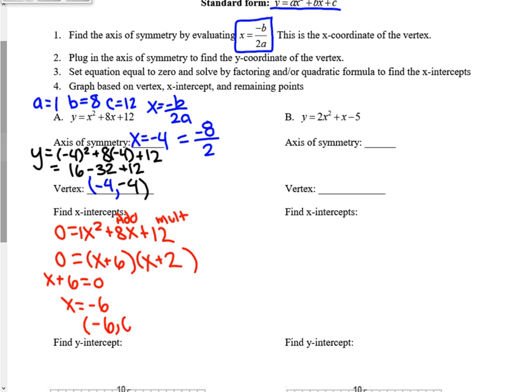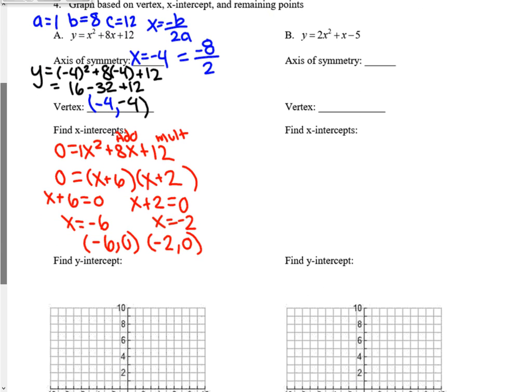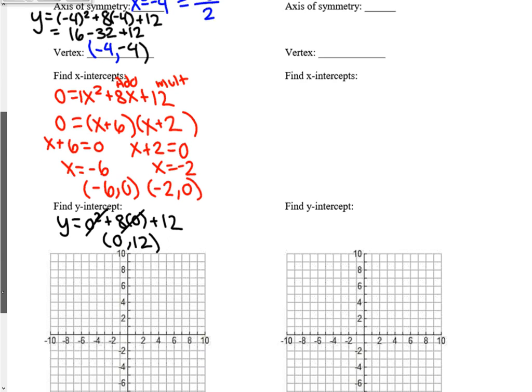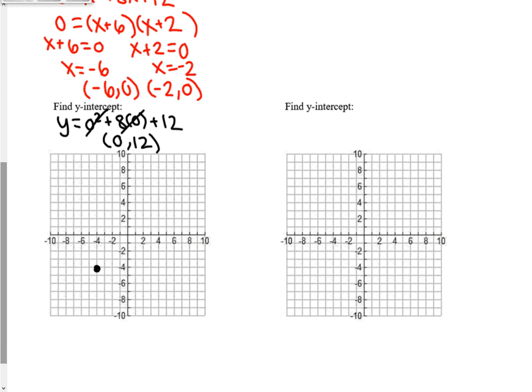So I have one x-intercept at negative 6, 0. Notice we'll always write our intercepts as points, as they are points on our graph. My other x-intercept is at negative 2, 0. To solve for my y-intercept, just as we did in our vertex form, we're going to plug in 0 for x. So we have y equals 0 squared plus 8 times 0 plus 12. Well, 0 squared is 0, 8 times 0 is 0, so my y-intercept is at 0, 12. The constant in standard form, or your c value in standard form, is always going to tell you what your y-intercept is. So my vertex on this one is at negative 4, negative 4. My x-intercepts are at negative 6, 0 and negative 2, 0.